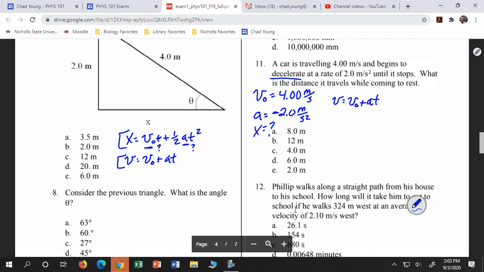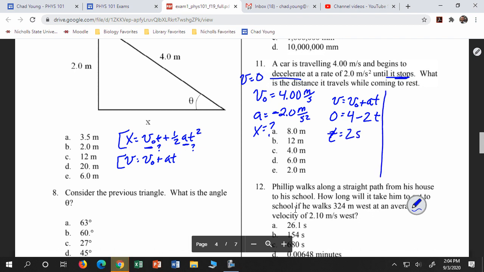V, I don't have V written down. However, I know that at the end it stops. So that means that V final is equal to 0. So 0 is equal to 4 minus 2 times t. So t is equal to 2 seconds.